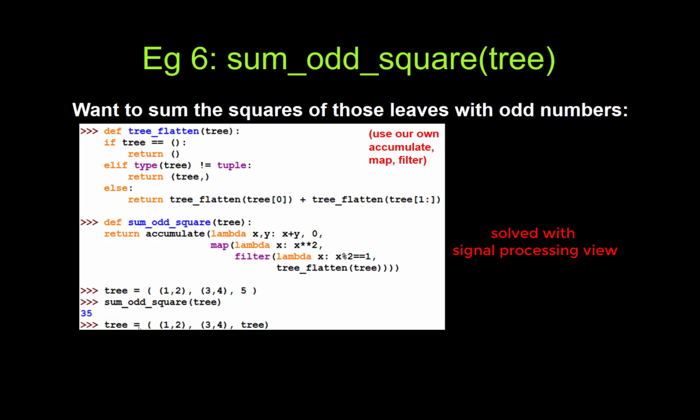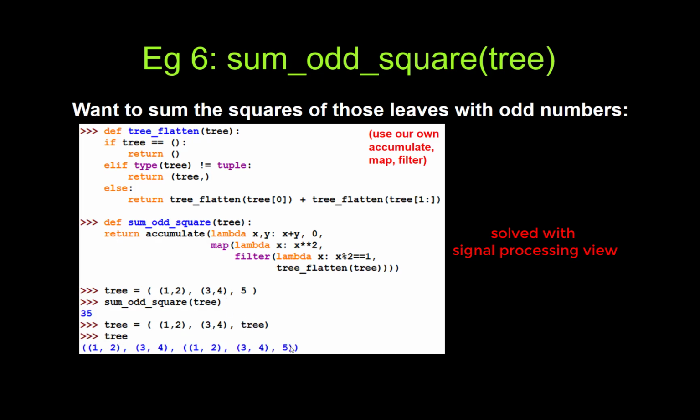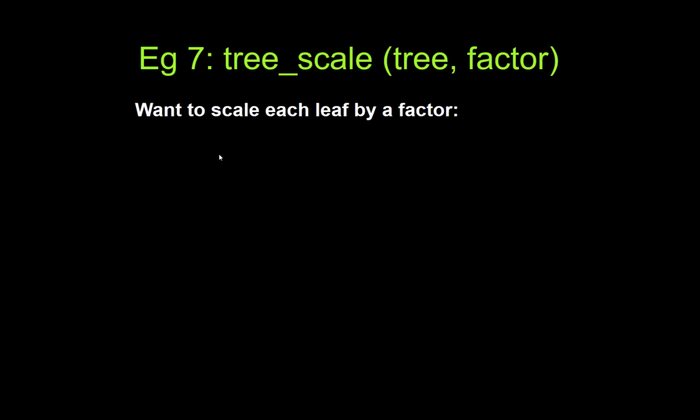Now if you try another example, a new tree, 1, 2, 3, 4, and the tree is here. When you check, the tree looks like this. You only want the sum of squares of all the odd numbers. In this case, 1 square plus 3 square plus 1 square plus 3 square plus 5 square, you get 45.